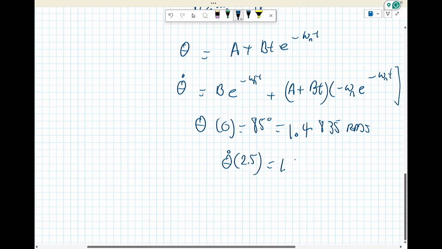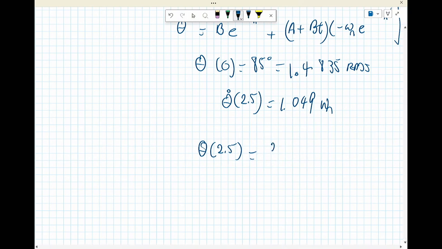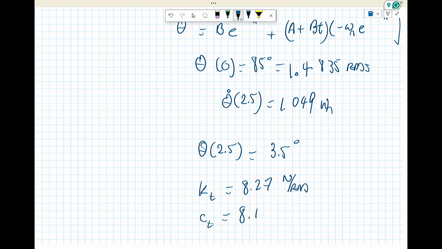is equal to 1.049 omega n. And so if you put in the terms, you end up with theta at 2.5 seconds equals, oops, no, you're given theta at 2.5 is equal to 3.5 degrees. Put everything together, you end up with a K_T, which is equal to 8.27 newtons per rad, and a C_T, which is 8.13 newton seconds per rad.